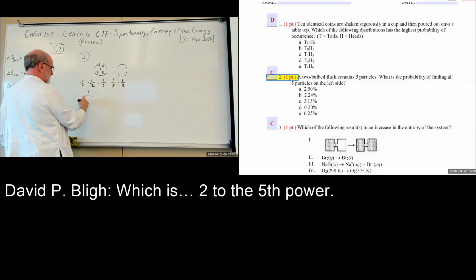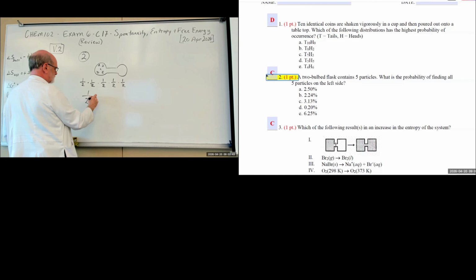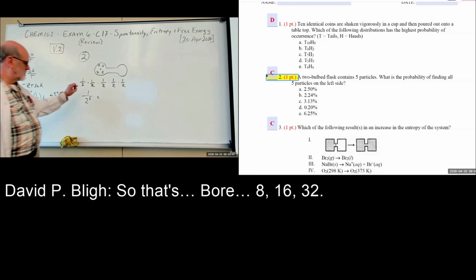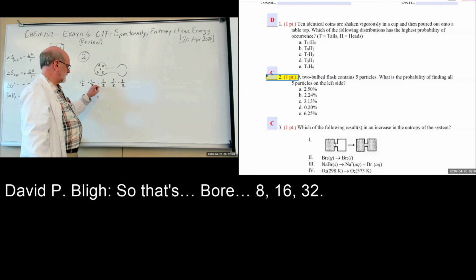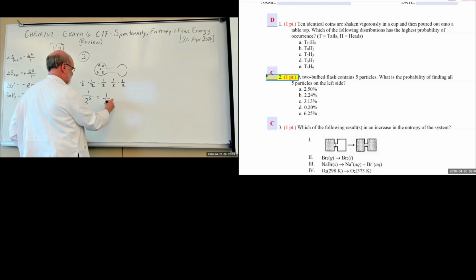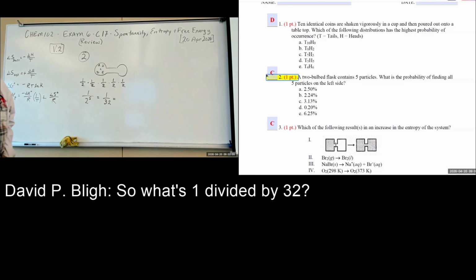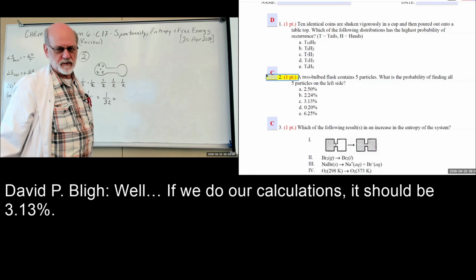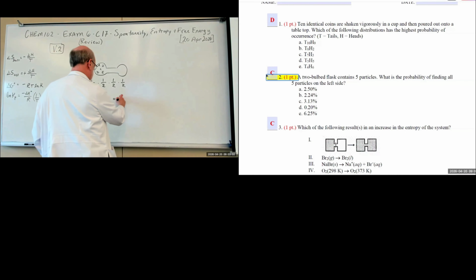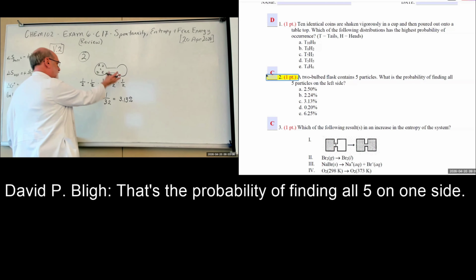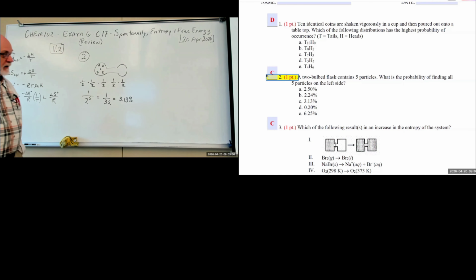which is 2 to the 5th power. So that's 4, 8, 16, 32. So what's 1 divided by 32? Well, if we do our calculations, it should be 3.13%. That's the probability of finding all 5 on one side.